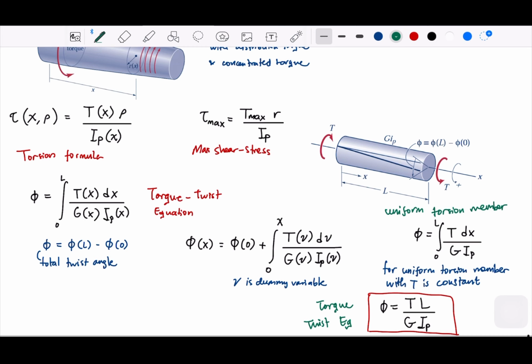So this is the summary. Finally, when the form of the torsion member is uniform and the torque is constant, we can rewrite the formula just as this formula: twist angle equals TL over G and inertia. Okay. So I think this is the more practical way to see the application of finding the twist angle.